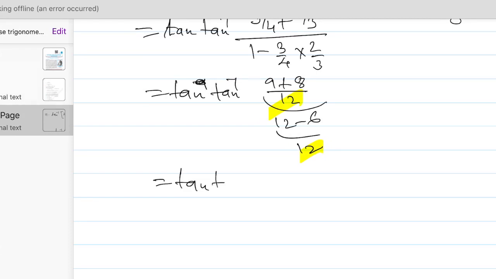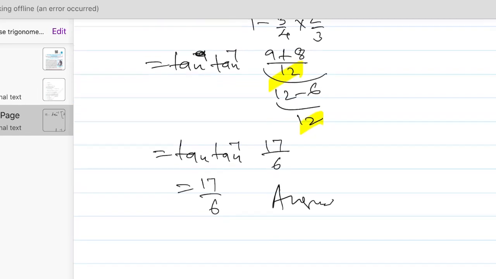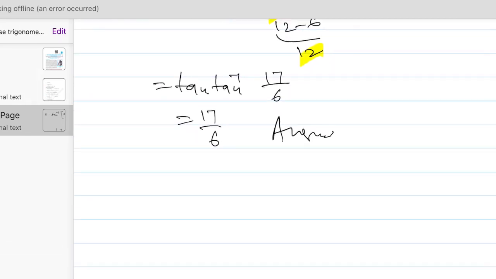We are left with tan inverse 17 by 6. That is 17 by 6, and 17 by 6 is the answer for question number 18. Remaining three questions are objective questions.